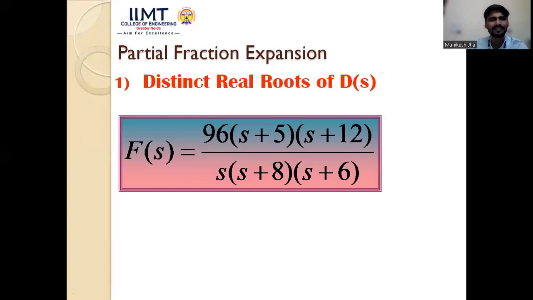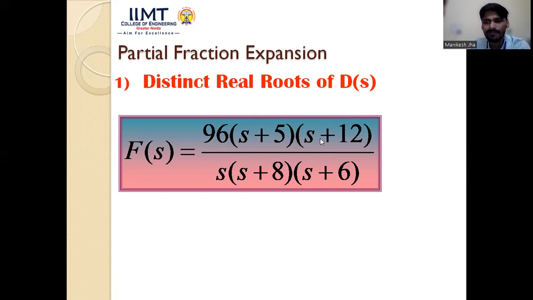The next question. I already told you that the main method when we are solving the inverse Laplace transform is the partial fraction method. So one question is there: F of s is 96 into s plus 5, s plus 12, divided by s, s plus 8, s plus 6. So now we are going to find the inverse Laplace transform. We are solving using the partial fraction method.